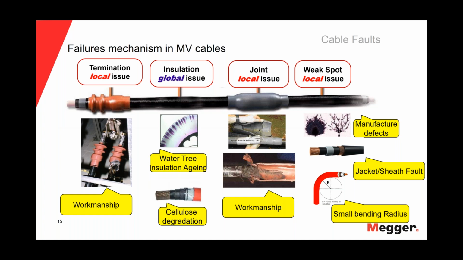And when we dive into this, we talk about water treeing, aging of the insulation on the solid dielectric cables, on the older PILC style insulation. The cellulose itself, the paper, can degrade over time. So long story short, there are all different ways that a cable can fail, many of them related to workmanship.